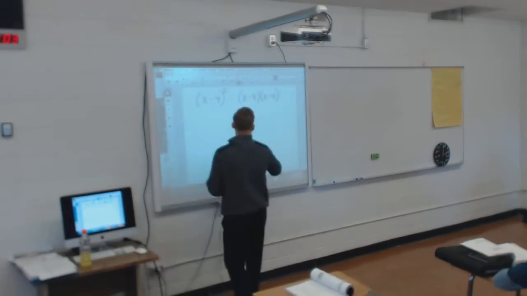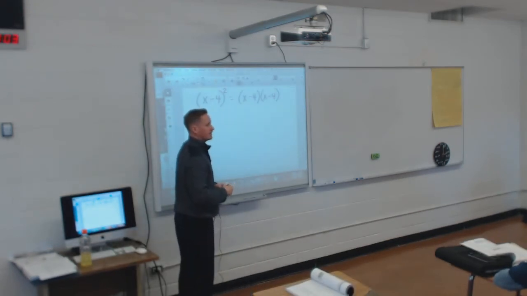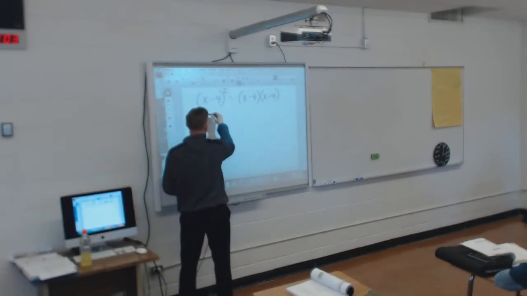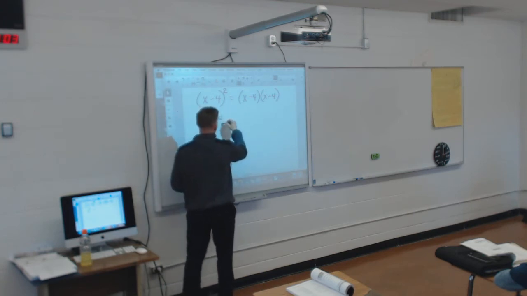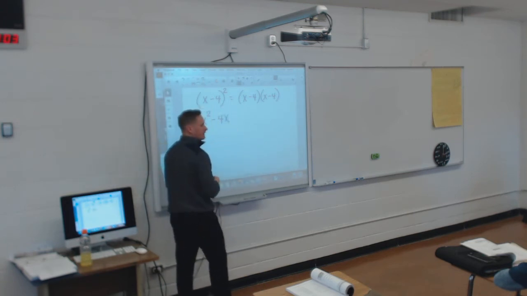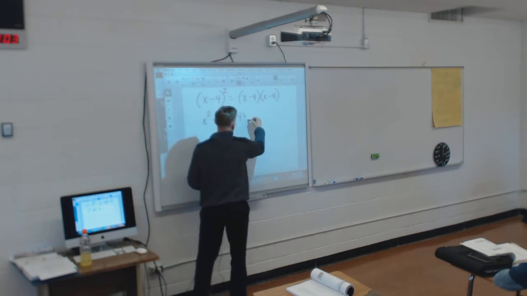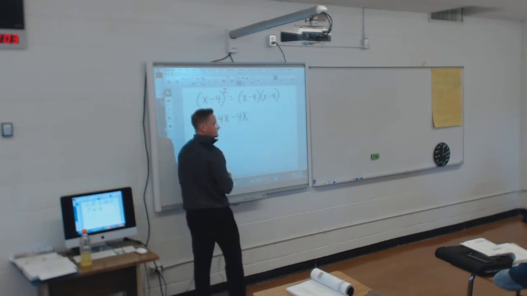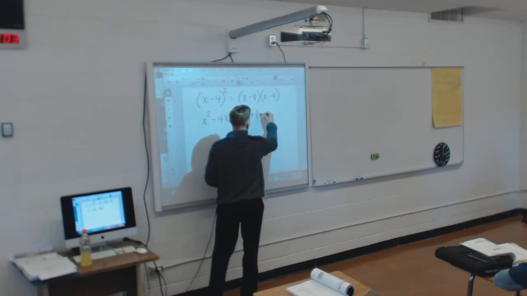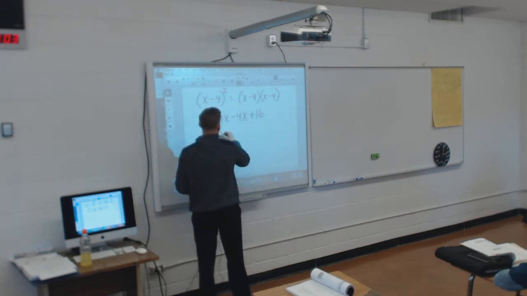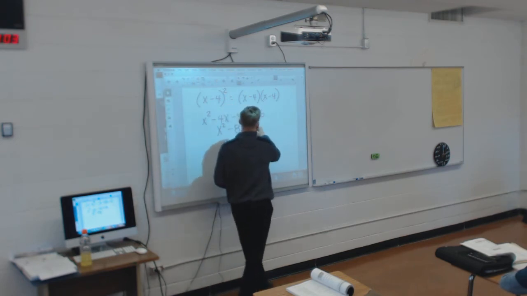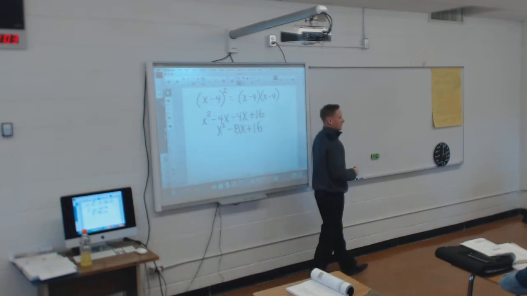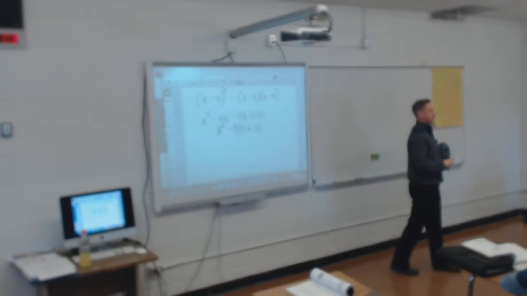So what does that mean? Well, what's my first? x squared. x squared. What's my outside? Minus 4x. What's my inside? Minus 4x. Good job. And what is my last? Plus 16. So what is x minus 4 all squared? x squared minus 8x plus 16.